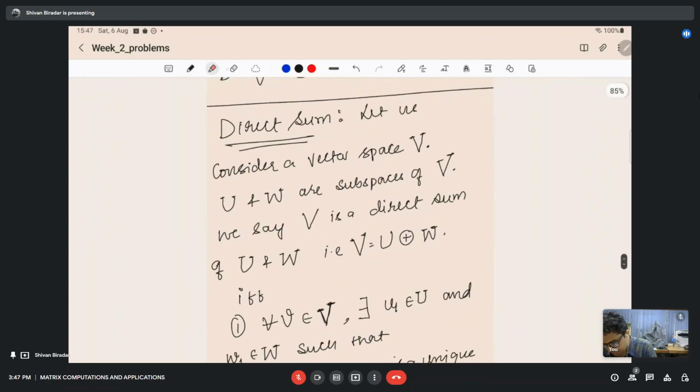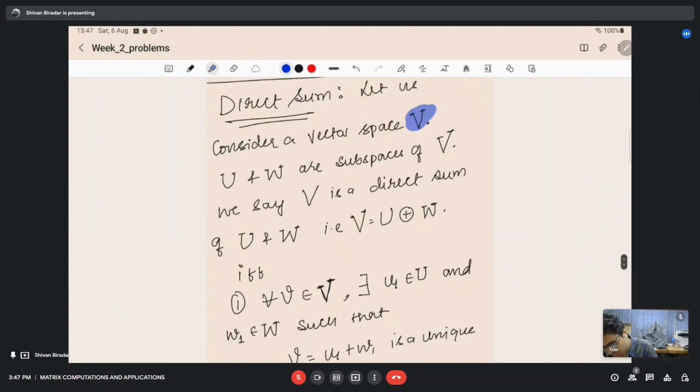Yeah. So what is the direct sum? Let us consider a vector space V. We'll start with the vector space V, and this vector space V has two subspaces, U and W.